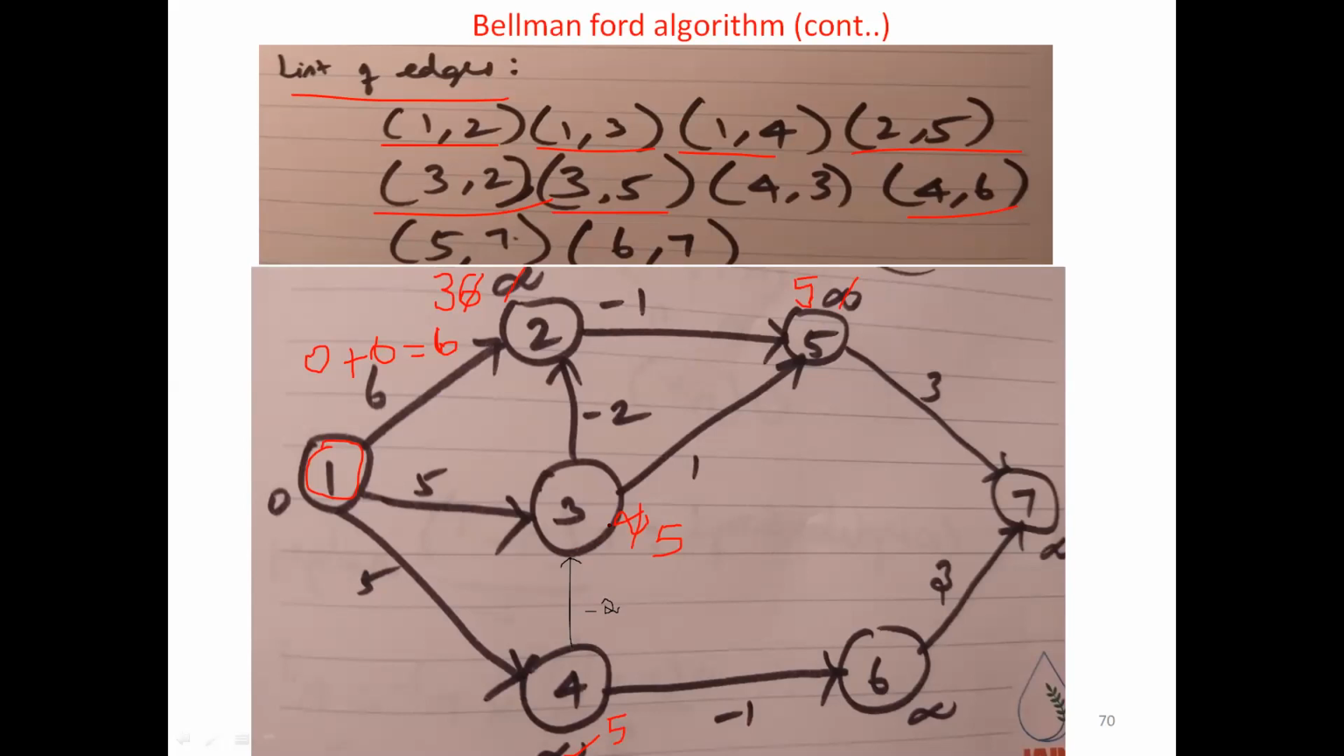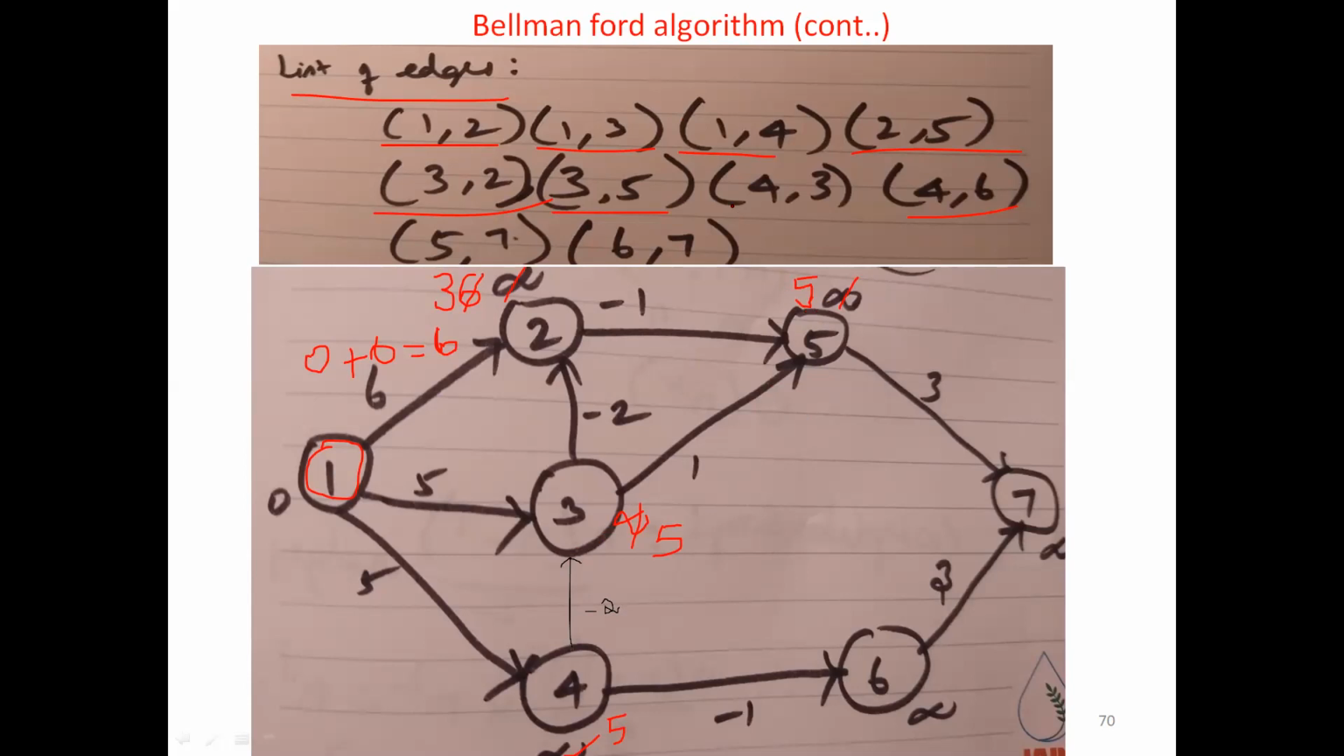So what is 5 plus 1? 6. When I compare, no, it is smaller. It's a better choice. So no need to update. 5 plus 1 is 6. 6 is greater than the 5 already existing value, so let it be as it is. It is a better choice.